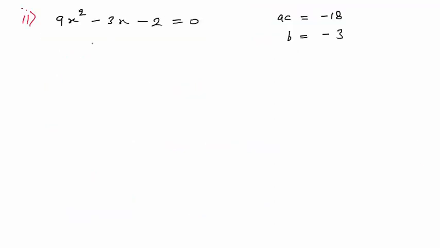9x square minus 3x minus 2 equal to 0. Now in this equation, a into c is minus 18 and b is minus 3. So we have to factorize minus 18 in such a way that their addition will give me minus 3. So minus 18, their addition should be minus 3 and product should be minus 18. So definitely one number should be negative and one number should be positive.